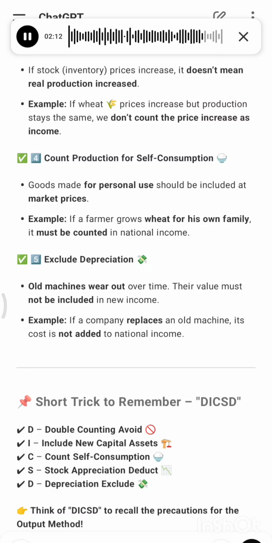Short trick to remember, DICSD. D, double counting avoid. I, include new capital assets. C, count self-consumption. S, stock appreciation deduct. D, depreciation exclude. Think of DICSD to recall the precautions for the output method.